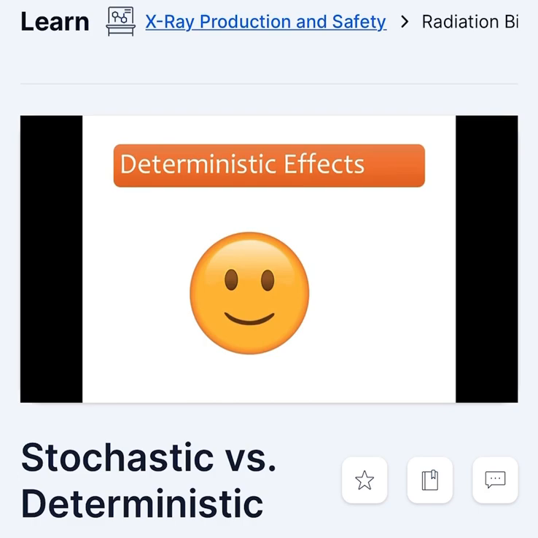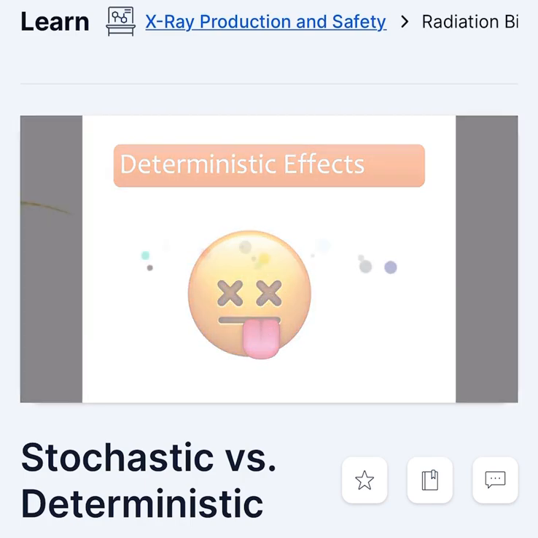Deterministic effects are like this. Radiation exposure causes cell damage, but that damage is not visible until it reaches a specific threshold. Once that threshold is crossed, higher doses result in more harm and can eventually lead to death.